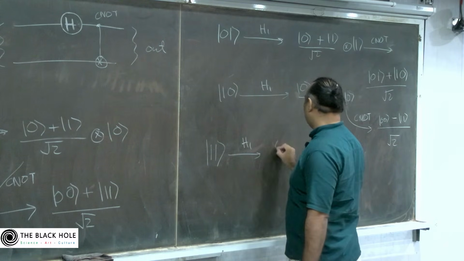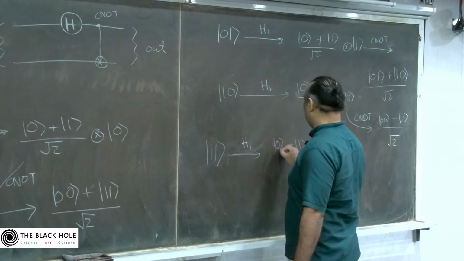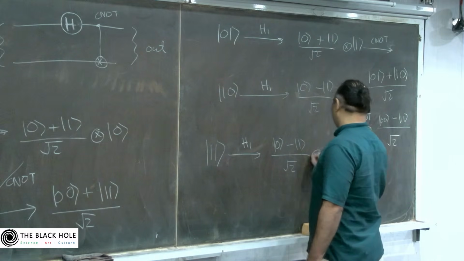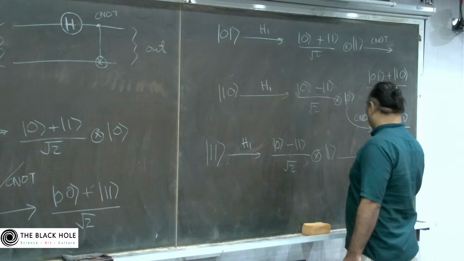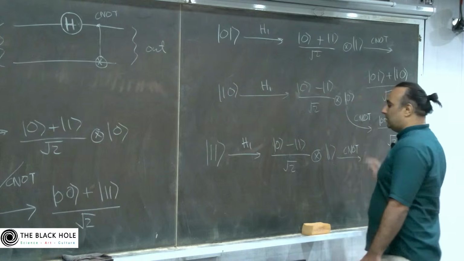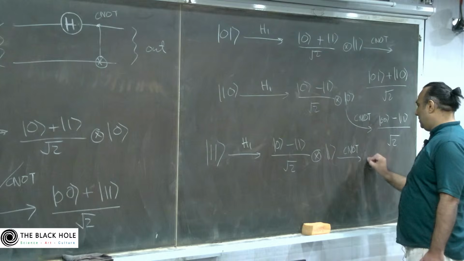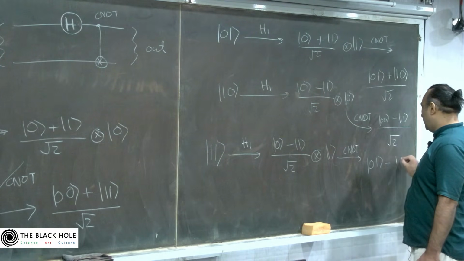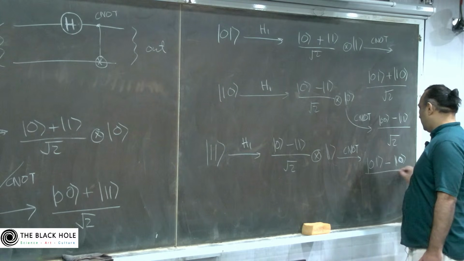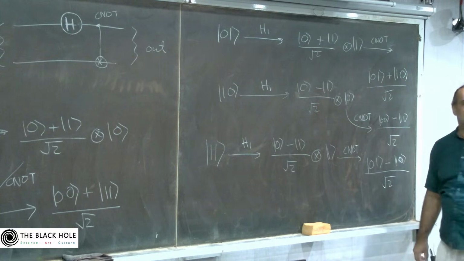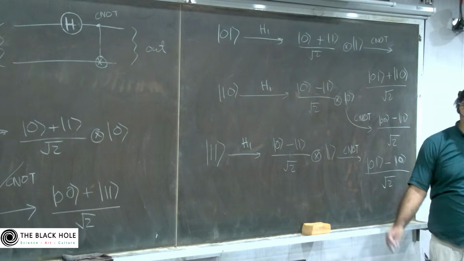And from 1 1, it's very easy. H1 will give us 0 minus 1, and CNOT will give us 0 1 minus 1 0. So we obtain all 4 Bell states like that.